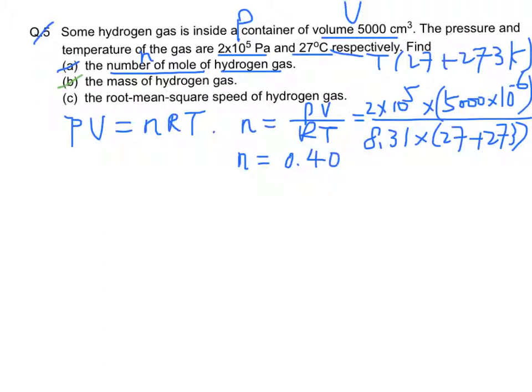For part B, the mass of hydrogen gas equal to number of mole N times the molar mass M', which is equal to 0.4 times molar mass of hydrogen gas is 2 grams. Therefore, the mass of hydrogen gas is 0.8 grams.